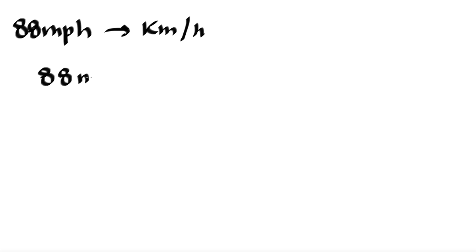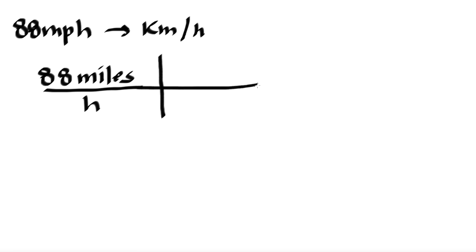So we have 88 miles per hour, and they want to know how many kilometers per hour. All right, so let's go ahead and write it out, 88 miles per hour, and we want to convert that to kilometers per hour. Now notice that hour is on the bottom already, so completely leave it alone. You don't have to do anything with it.